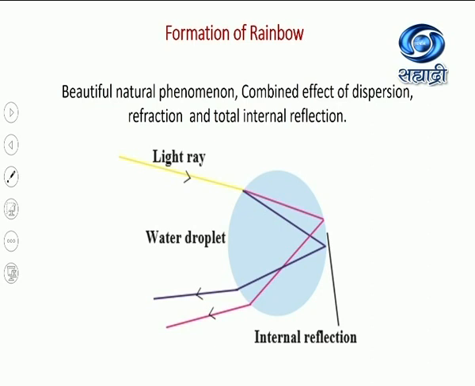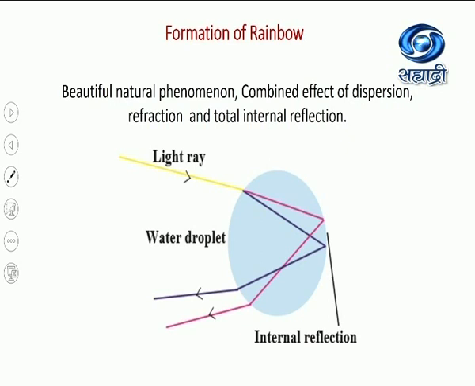When sunlight is incident on these droplets, there is refraction and dispersion of light. As it passes from air to water, there is total internal reflection of light inside the droplet, and refraction of light as it passes from water to air again. The refractive index of water is different for different colors, being maximum for violet and minimum for red. Hence, there is dispersion of light as it passes from air to water.